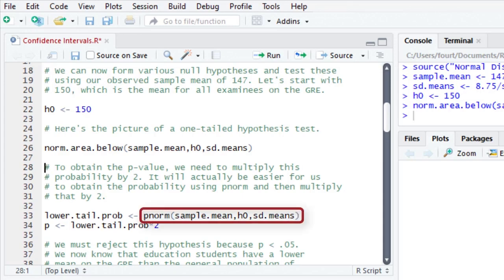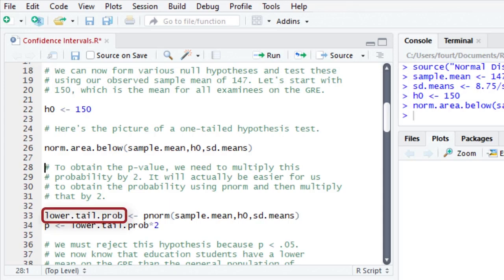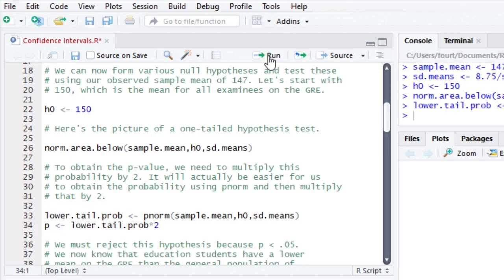What I'm doing here is finding the percentile rank for the sample mean, 147, on the sampling distribution, which has a mean equal to my null hypothesized mean of 150, and a standard deviation that is the standard deviation of means. This is going to give me my lower tail probability, so I'm going to store this in a variable called lowertail.prob. In order to get my two-tailed probability, I simply need to multiply lowertail.prob times 2, and that will be my p-value.